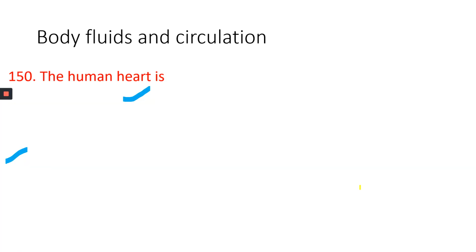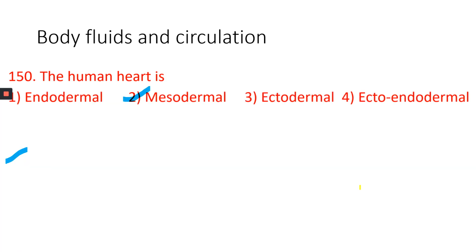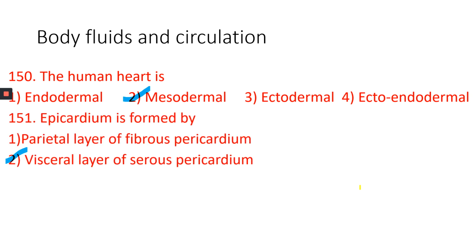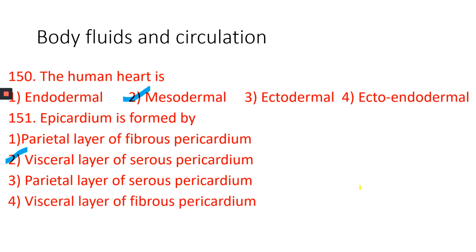Next one, 150. What is the origin of the human heart? Mesodermal. All the muscles are mesodermal in origin. There are some exceptions. Epicardium is formed by the visceral layer of serous pericardium.